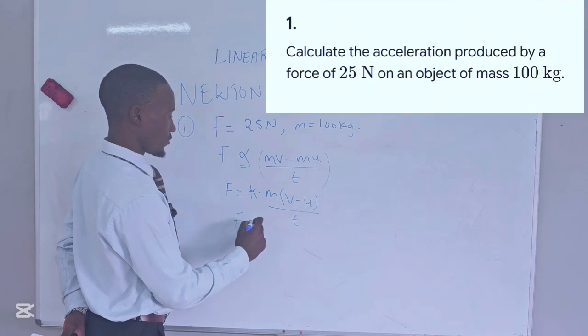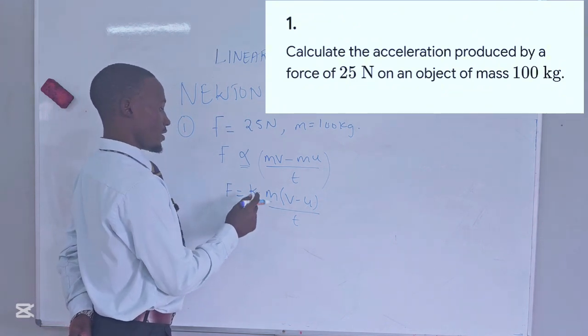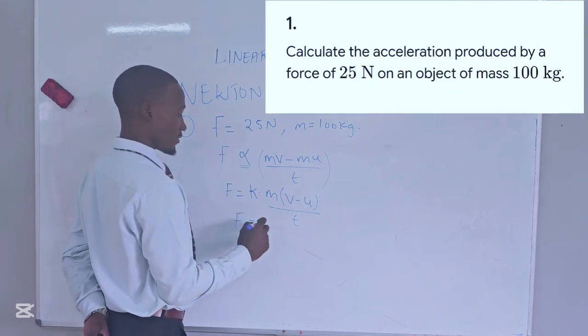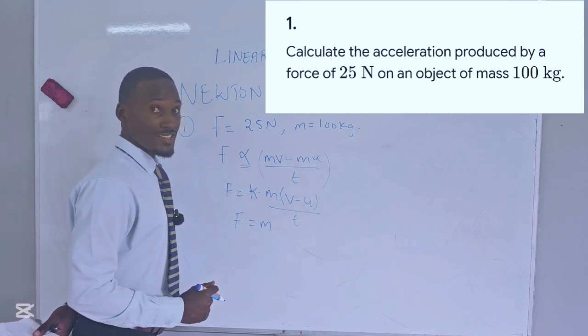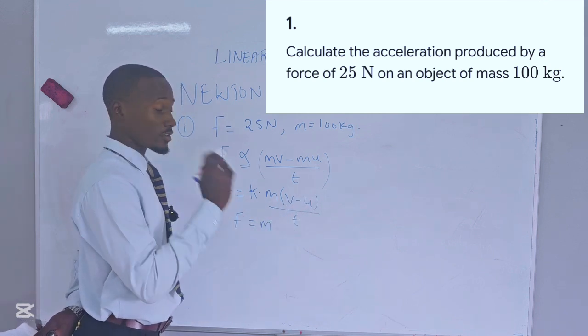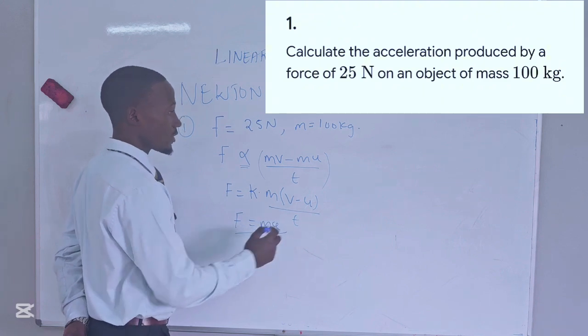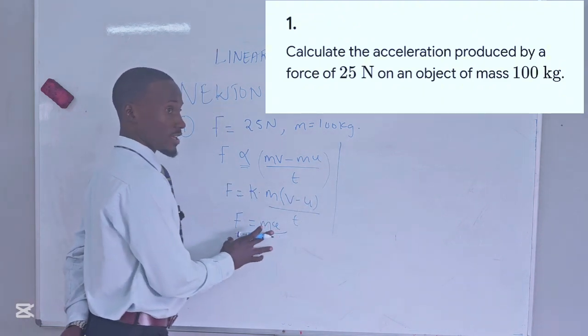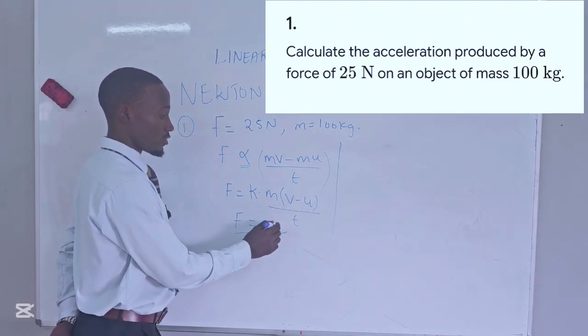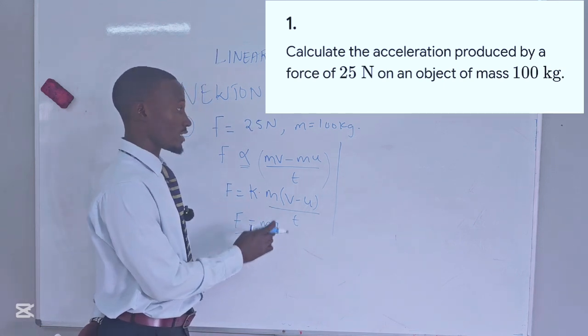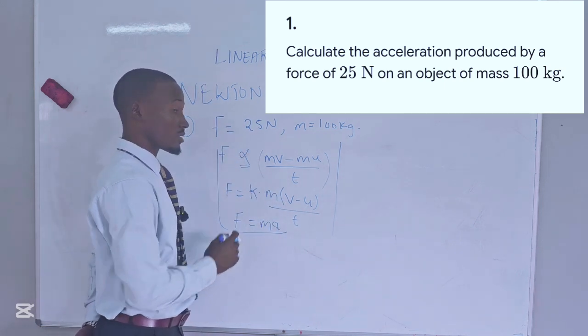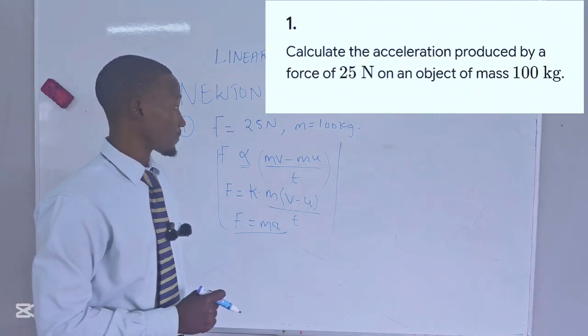Then we have force is equal to, if we let this constant be 1, m(v minus u) over t, which is acceleration from the previous chapters. So we are not going to be deriving this equation each time we use it. I've just derived it to show you that this is the same as Newton's second law of motion.